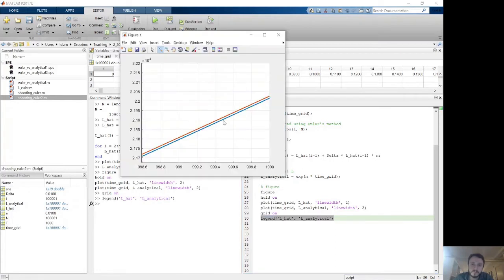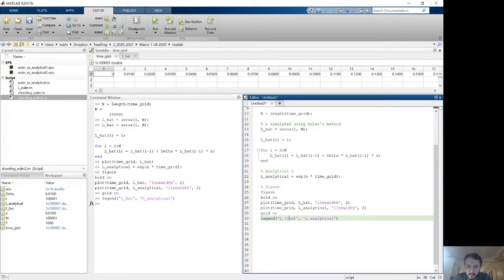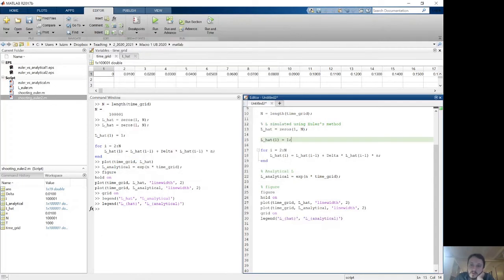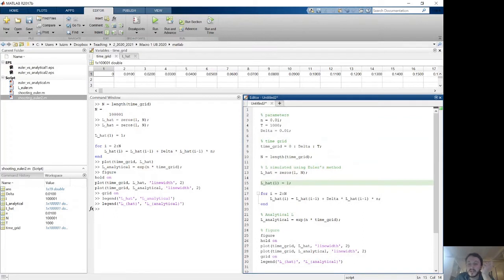I run. Just a second. Okay, so actually I said the opposite. The L hat is the blue here, and L analytical, the real one, is the red one here. So they are not exactly equal, but they are very close to each other. Can you see? So let's see a case in which the approximation is not good.